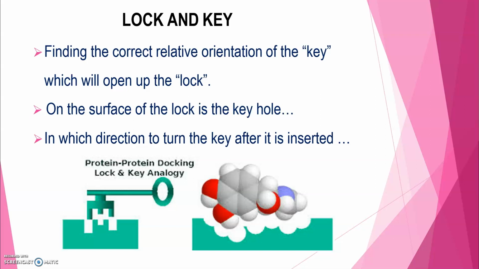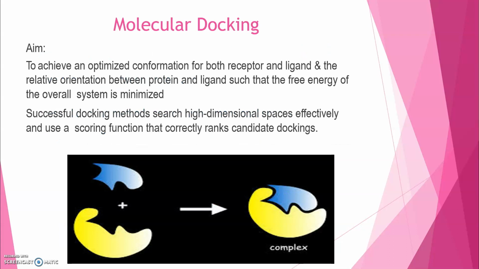So you can see in this picture there is one key and one lock. In the protein-protein docking, the lock and key analogy explains when the key, which is also called a ligand, and a lock, which is also called a receptor, bind with each other and produce a biological response. The aim of molecular docking is to achieve an optimized conformation for both receptor and ligand and the relative orientation between protein and ligand such that the free energy of the overall system is minimized.